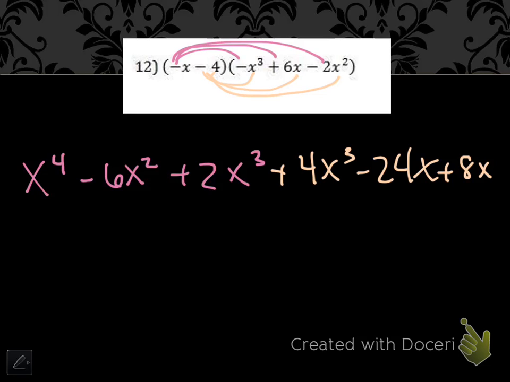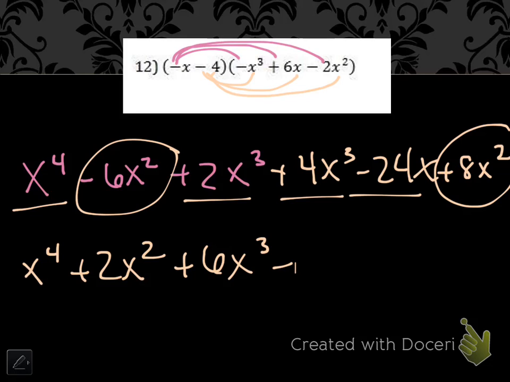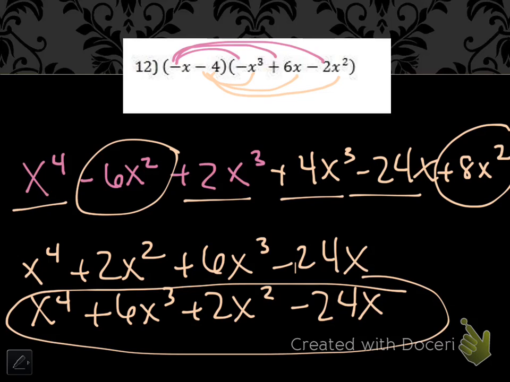positive 8x squared. So we only have 1 to the 4th, so we can bring it down. Negative 6x squared plus 8x squared is plus 2x squared. 2x cubed plus 4x cubed is 6x cubed. And then we just have our negative 24x left. Okay, write it in standard form, so we got x to the 4th plus 6x cubed plus 2x squared minus 24x. Now it's written in standard form. So there's my answer.